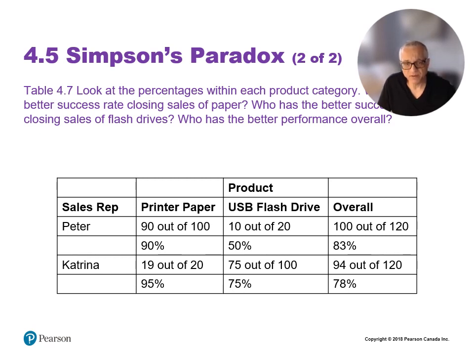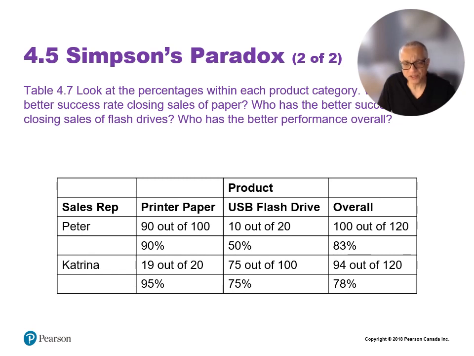But if you look at the USB flash drive, you'll find a different story. Still, Katerina is better. So Katerina was better in terms of percentage for both printer paper and the USB flash drive, but overall she scored 78%, because she managed to sell 94 items out of 120, while our friend Peter happened to sell 100 out of 120, which counts for 83%.